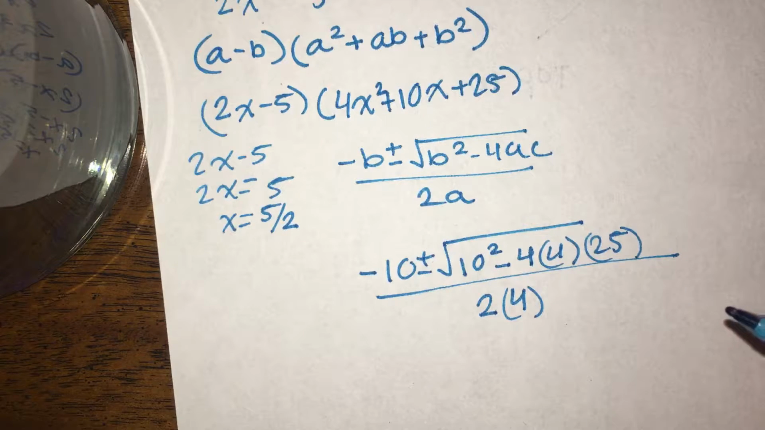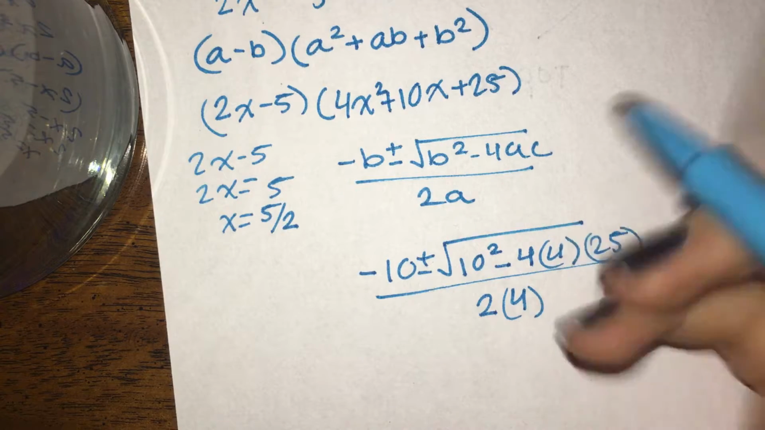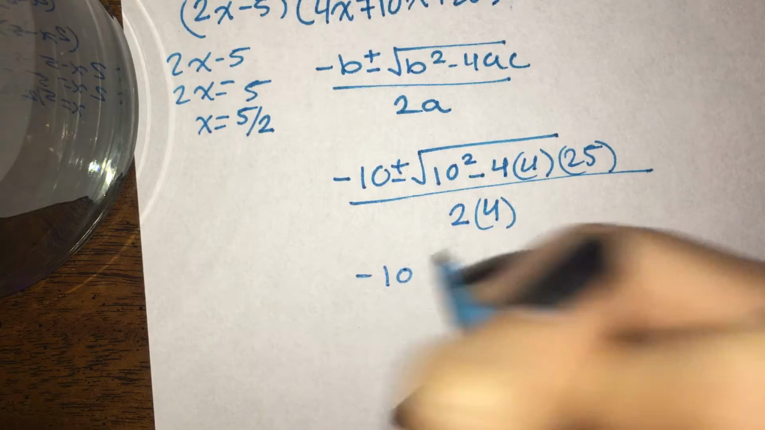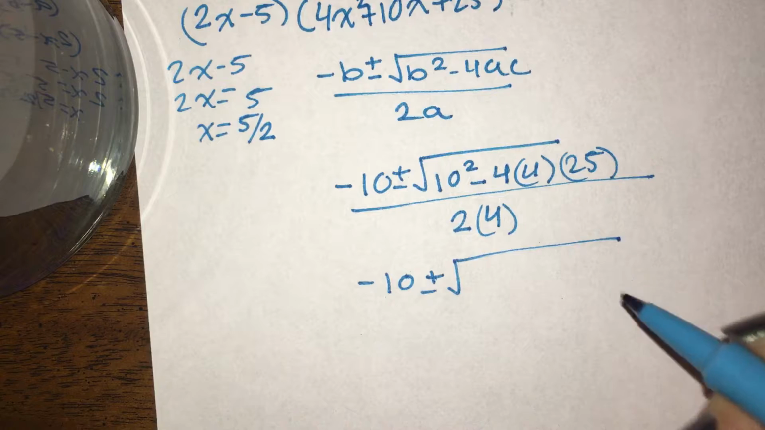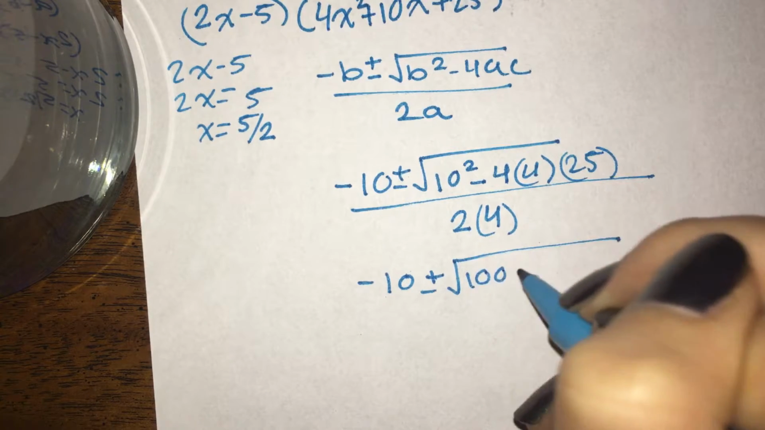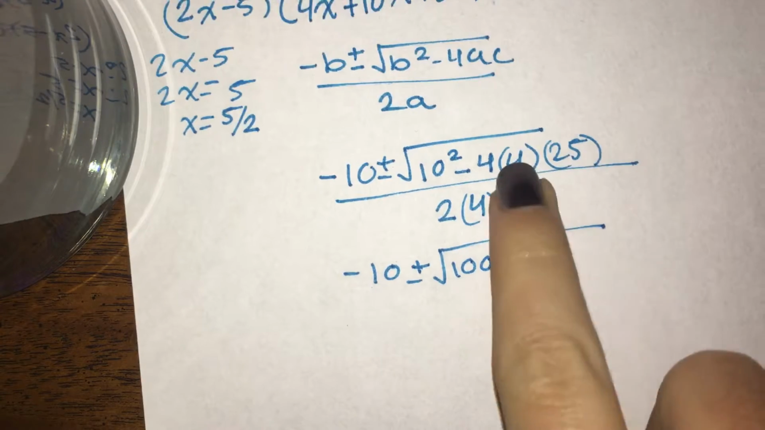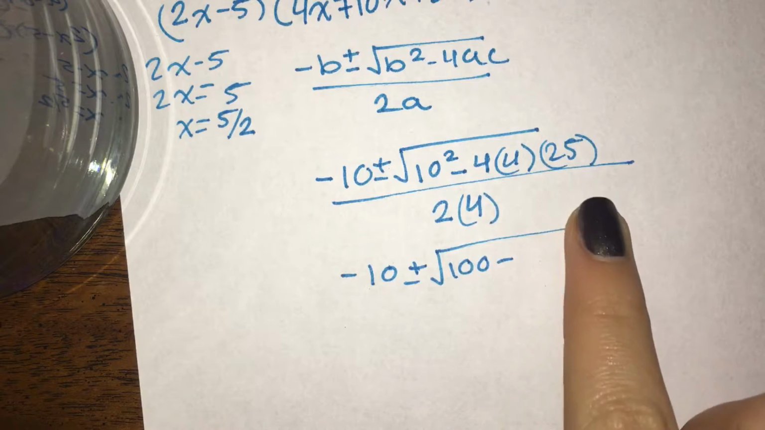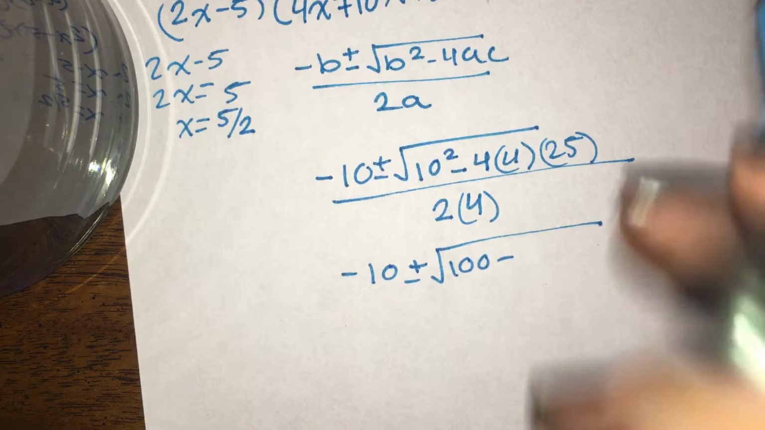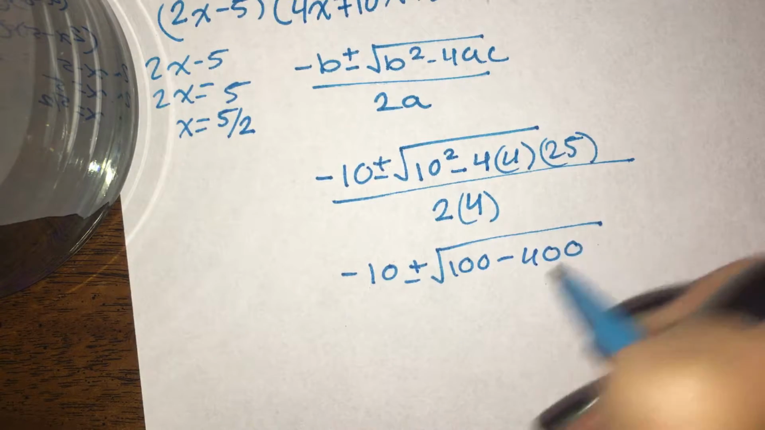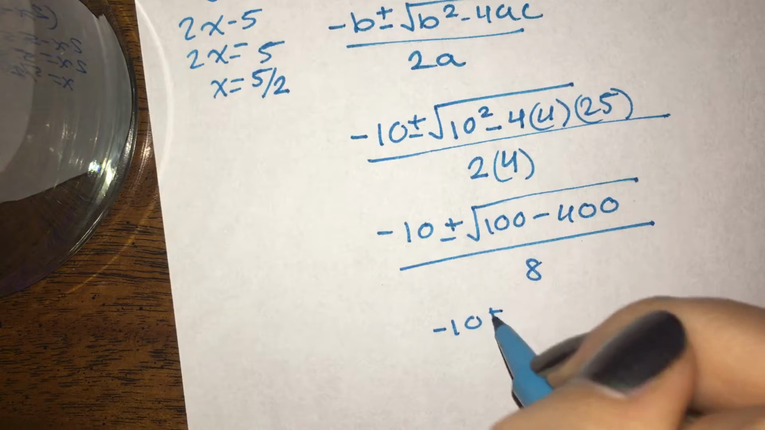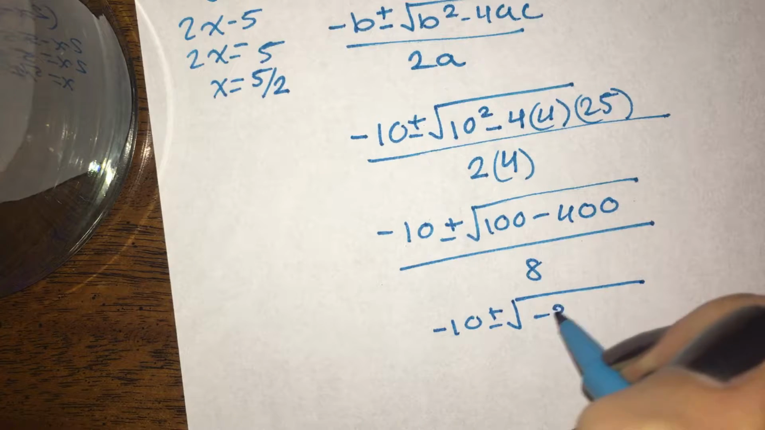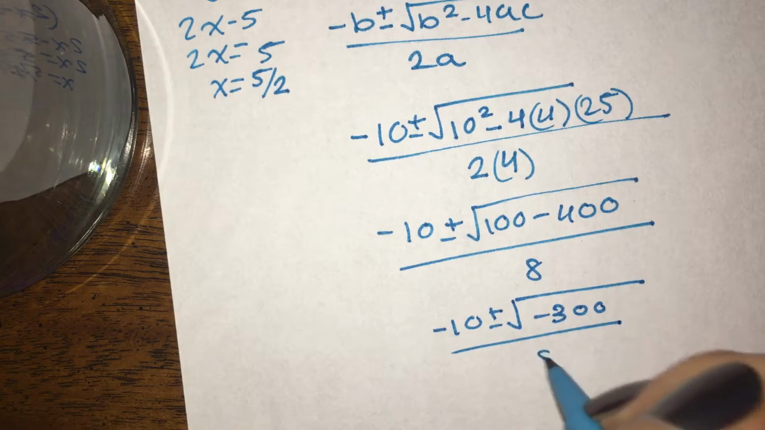So now let's combine like terms and multiply, make everything simpler. Negative 10 plus or minus the square root, this 10 squared is 100, minus this. 4 times 25 is 100. 100 times 4 is 400. And then 2 times 4 is 8. So simplify even more. That's negative 300. That's still 8.